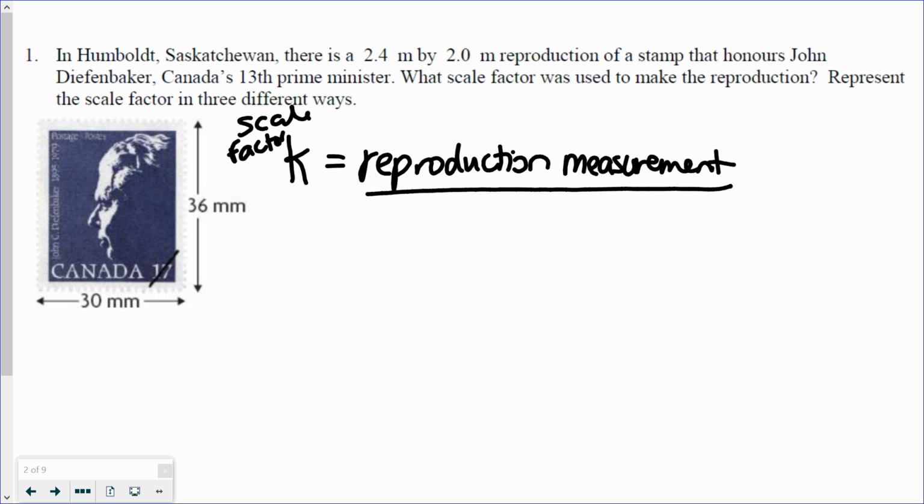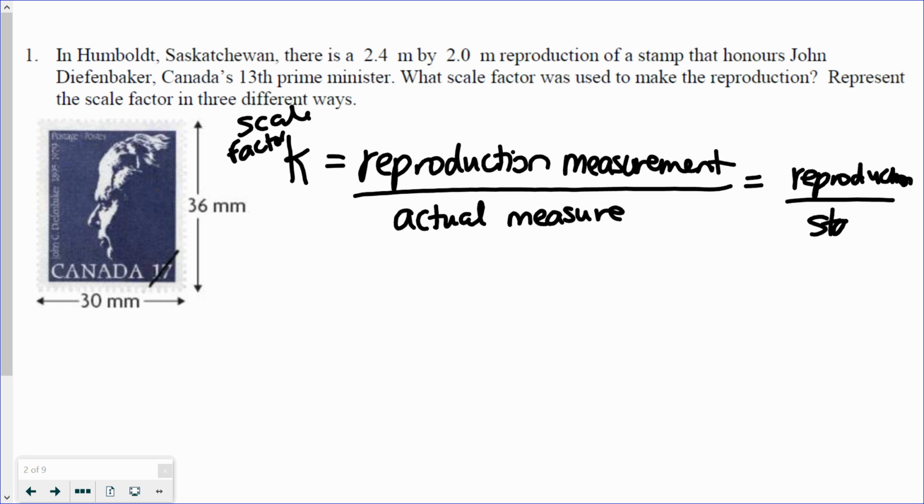Divided by the original or the actual measurement. And so again, just in terms of this question, this is our reproduction over the stamp measurement. So we could calculate it with numbers. One thing is we need to be comparing in the same unit. The stamp itself is in millimeters and the reproduction is in meters. So we need to do some conversion.